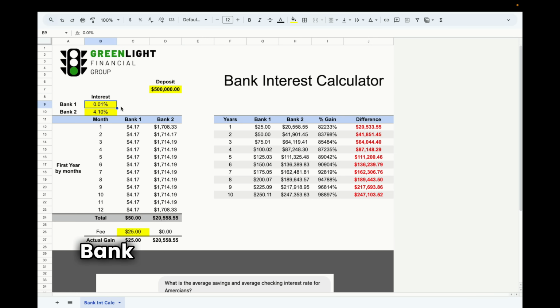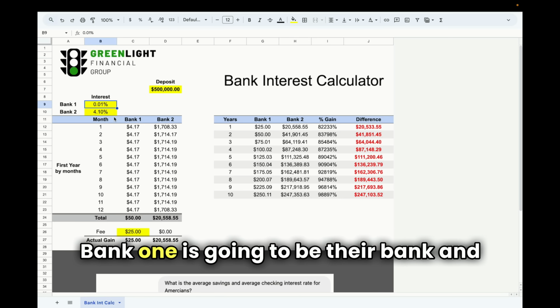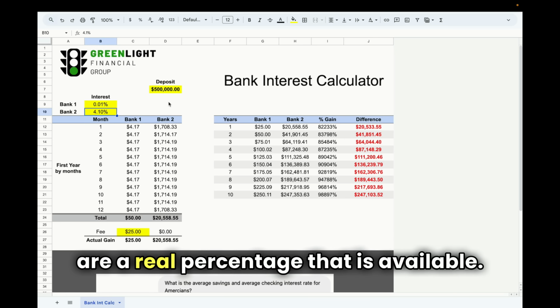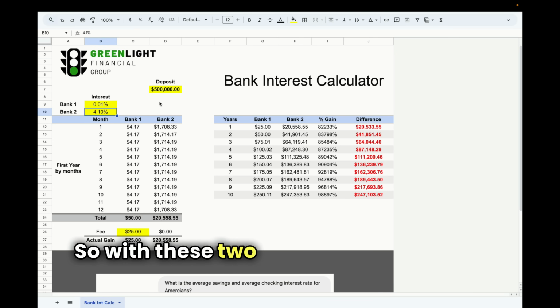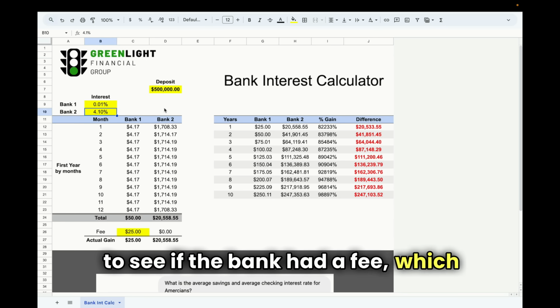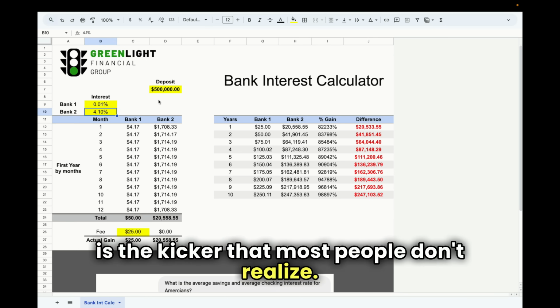Bank 1 is going to be their bank, and for Bank 2, I used Apple's high interest yield savings account. This is not a plug for them. I don't get any endorsement or anything. I'm just using them because right now they have a real percentage that is available. With these two comparisons, we were also curious to see if the bank had a fee, which is the kicker that most people don't realize.